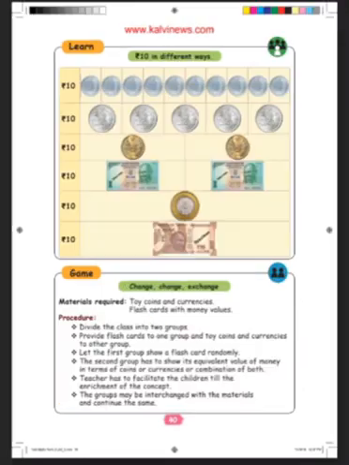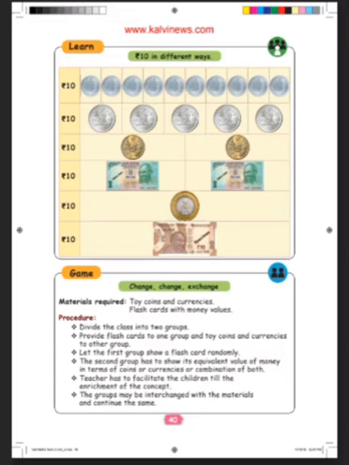See, now take page number 40. We can learn 10 in different ways. 1 rupee, 1 rupee, 1 rupee, that makes 10. Then 2 rupees, how many do you have to take? 5. 2 rupees means 2, 4, 6, 8, 10. Then 5 rupees note, you can take 2: 5 plus 5, 10. Then there is a 10 rupee note. There is a 10 rupee coin.